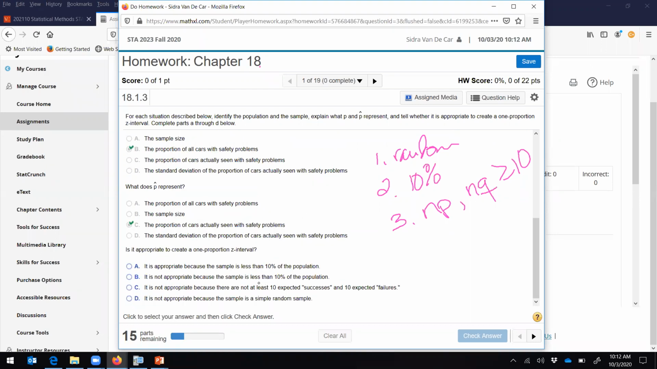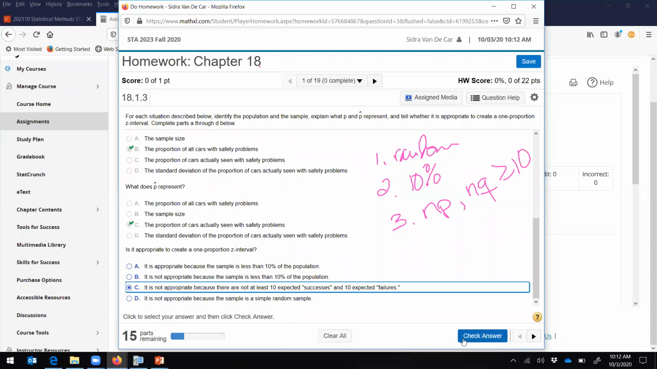The sample is less, no, B is wrong, right? There are not at least 10 expected successes. This is our expected successes and expected failures. So it's not a simple random sample. It's not the 10 successes and failures. So I'm actually not sure what they want us to choose here.